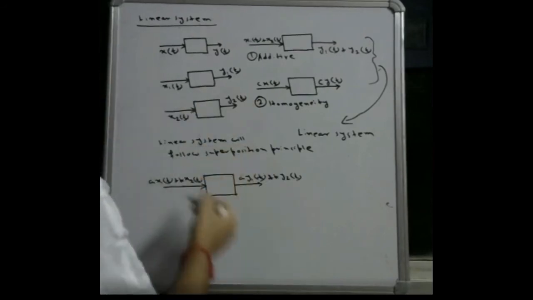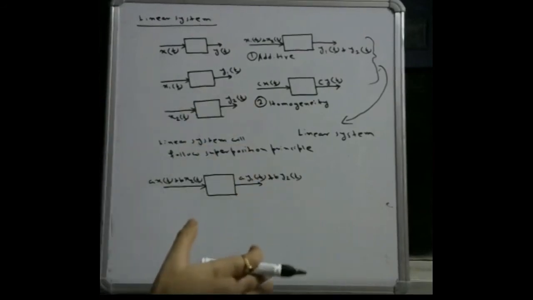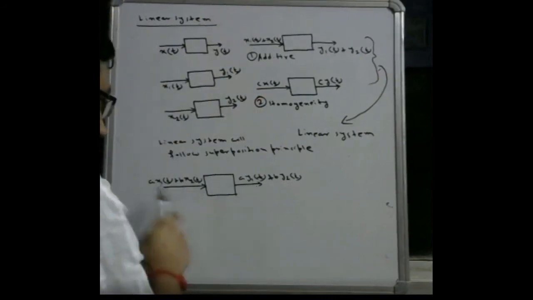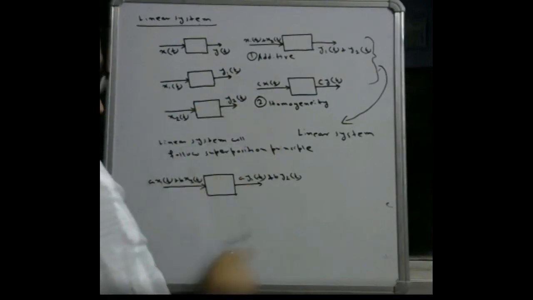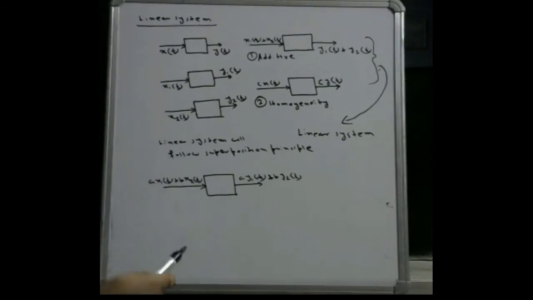So this condition is the combination of these two. That means if this condition is satisfied by a system, then we can easily say this system is a linear system. We need not check these two conditions separately. If we check this condition only for a system, then we can easily say whether it is a linear system. So for any type of problem, we have to follow this condition only.